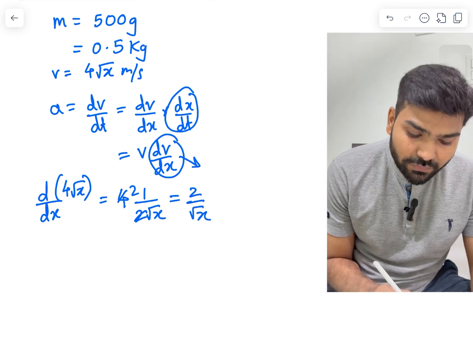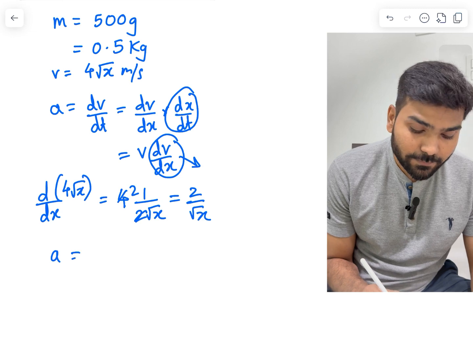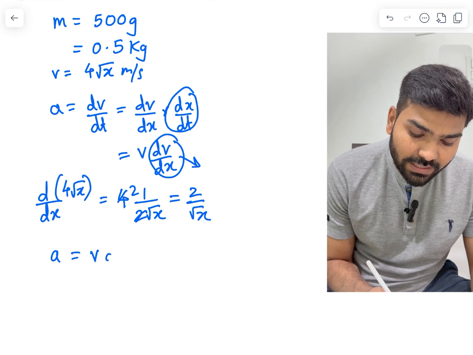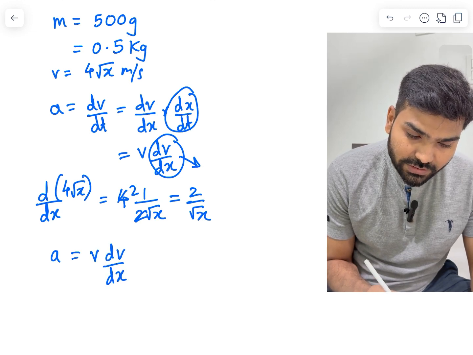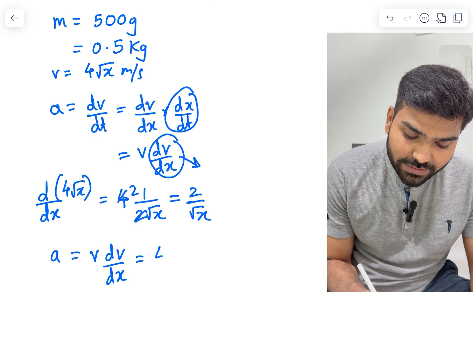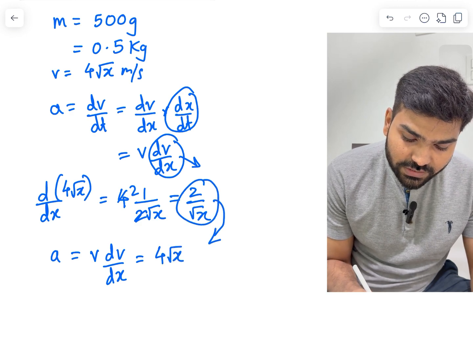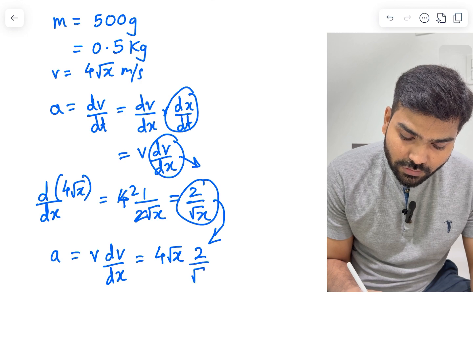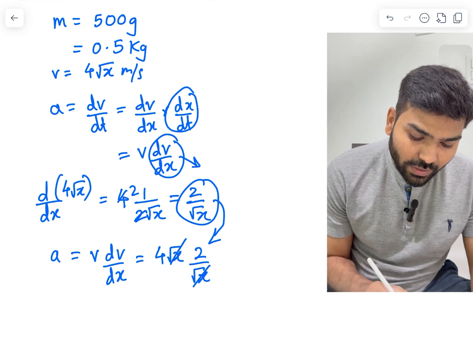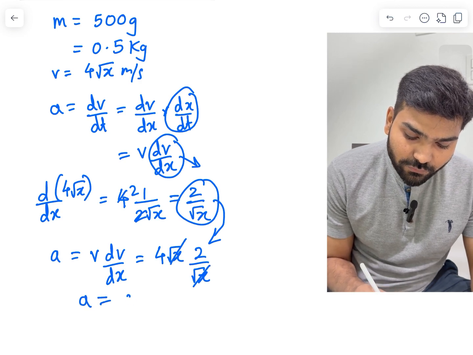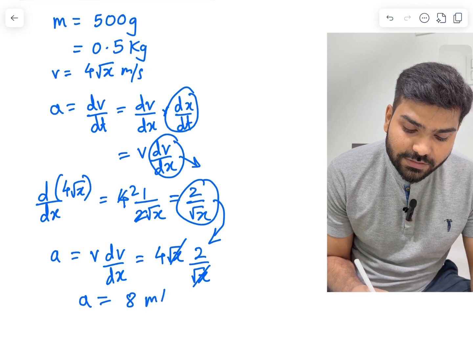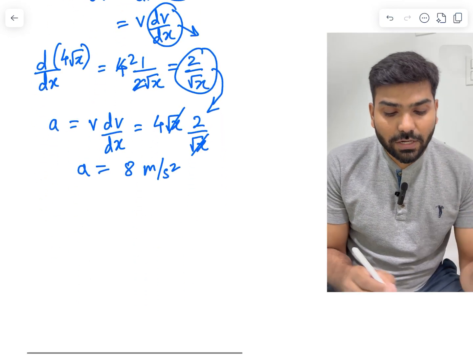Now if we have to calculate acceleration, so acceleration is v into dv by dx, right? Velocity is given in the question itself, which is 4 root x, and dv by dx we have calculated here. Let us put it here. So which is 2 upon root x. Now this root x gets cancelled, so acceleration comes out to be 8 meter per second square. Now we have to calculate the force.